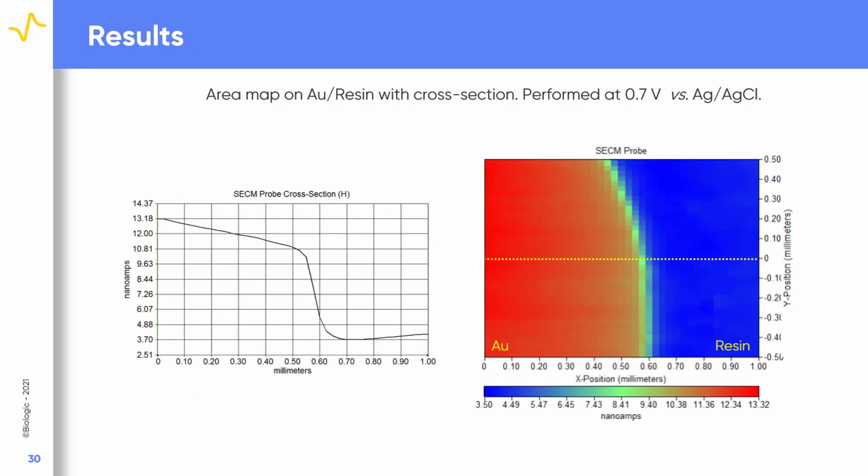Finally, the area map can be performed. In this case, it was measured to cross the gold resin boundary, allowing us to see that the gold disc appears as an area distinct to the resin with much higher current. This is further apparent if we look at an X cross-section of the map. In this case, we should note that as the probe moves across the gold, the current decreases, while it increases across the resin. This is indicative of the sample having some tilt along the X-axis.